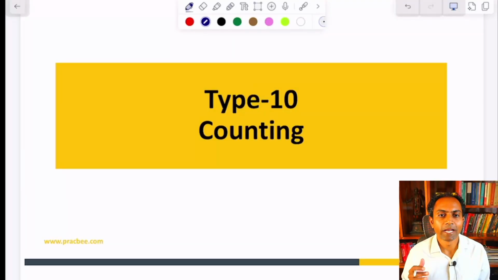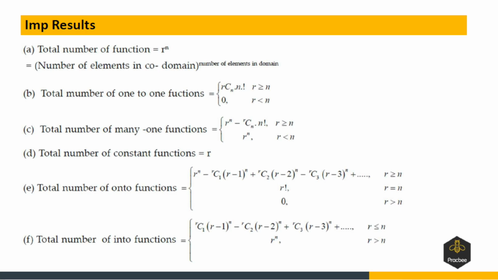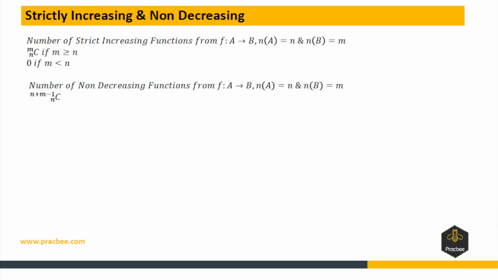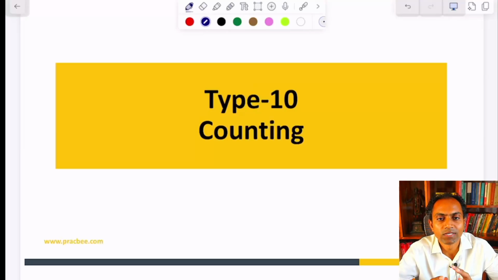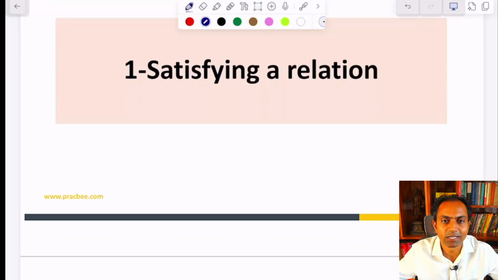Now, type 10 is counting these questions. Now, there are some standard formulas based on the number of relations, number of functions, number of one-one functions, number of onto functions. I will put all of those formulas in the form of an overlaying sheet here. Now, if you have gone through that, you will see that few of them can be applied in solving PYQs, but a lot of these PYQs can be solved using logic. So, let us start with the first problem, that is satisfying a relation.